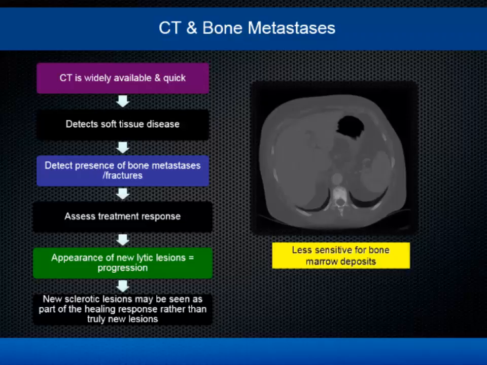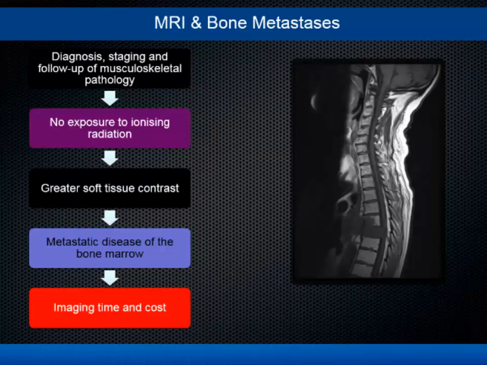The only problem with the CT is it's less sensitive for detection of bone marrow deposits, and therefore we are going to slightly go to a higher level, at the molecular level, using an MRI for assessment of bone lesions. In fact, MRI can be used for the diagnosis, staging, and follow-up of musculoskeletal pathologies. And one of the beauties is it has no exposure to ionizing radiation. And of course, it gives a better soft tissue contrast, and you can assess the disease of the bone marrow.